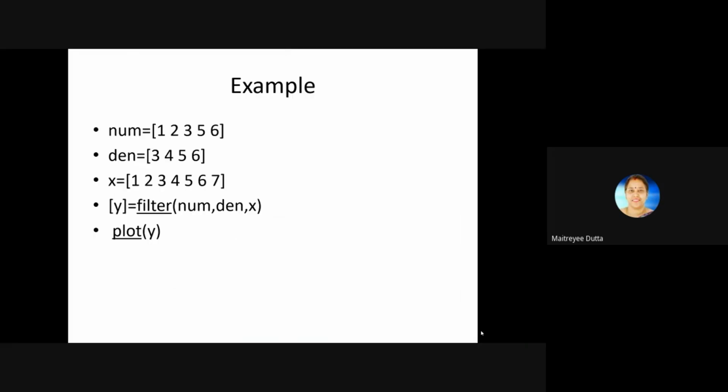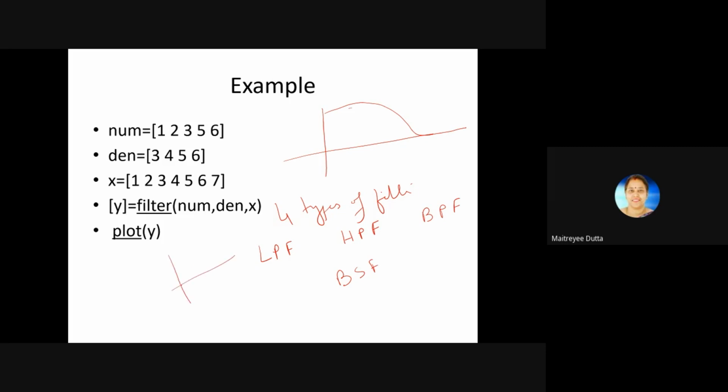When we talk about the filter, there are mainly 4 types of filter. One is your low pass filter, LPF, another is your high pass filter, another is your band pass filter, and another is your band stop filter, right? A low pass filter passes the low frequency and stops the high frequency. A high pass filter cuts the lower frequency and passes the higher frequency components.